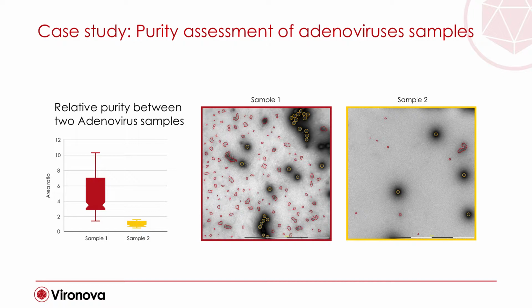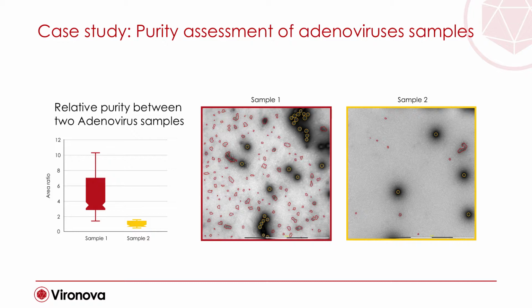And you can see already visually from the images on the right that the number of particles in yellow, which are the adenoviruses, compared to the number of debris in red, is lower in sample 2 than it is in sample 1. But these observations are confirmed when we plot the relative area ratio of the images between the region of the support that contain particles and the one that contain debris.